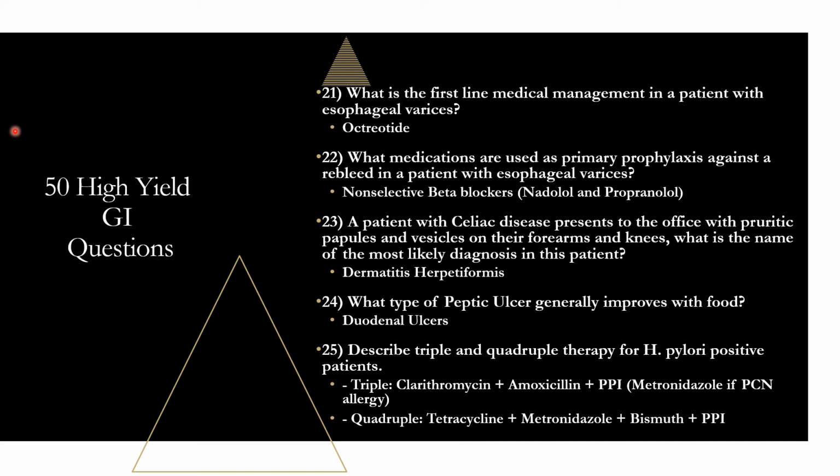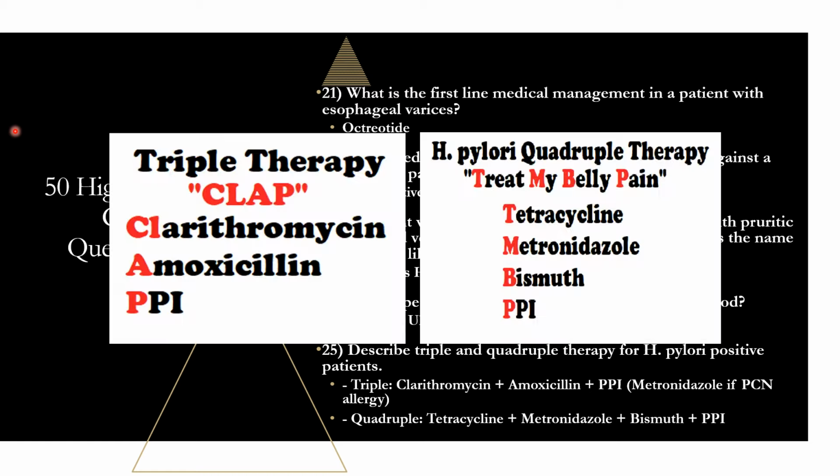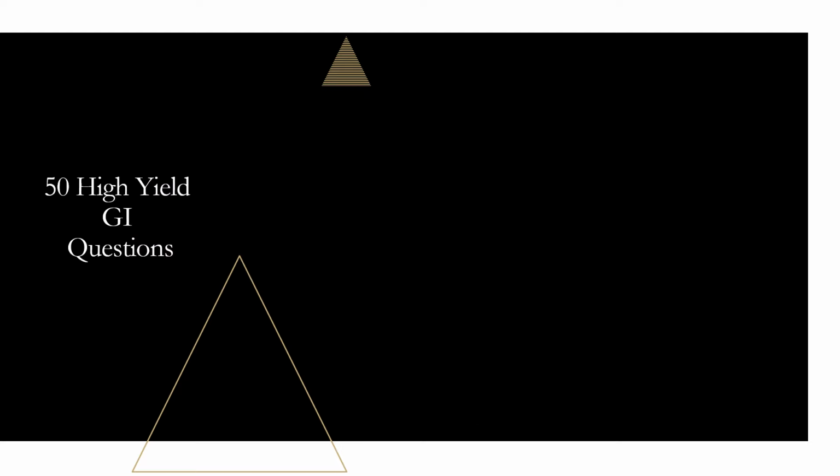And then if they want you to know quadruple therapy, that's going to be tetracycline, metronidazole, bismuth, and a PPI, like omeprazole. And if you want a good way to remember that, this is what I came up with. So triple therapy, it's going to be CLAP. So clarithromycin, amoxicillin, PPI. And then for your quadruple therapy, I remember treat my belly pain. Treat my belly pain, tetracycline, metronidazole, bismuth, and PPI. Okay, so that's your triple and quadruple therapy.